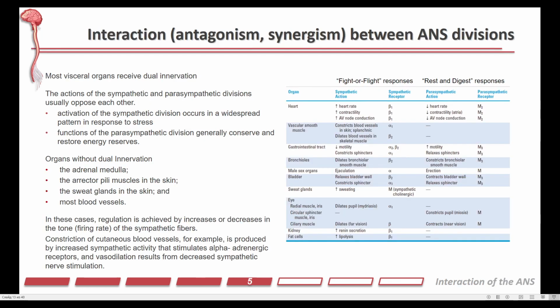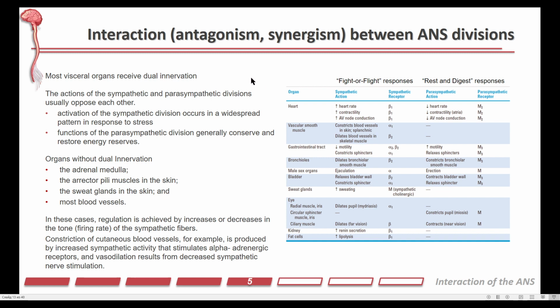Now, let's talk about antagonism and synergism, whether sympathetic and parasympathetic are totally opposing each other, or maybe there are some other options as well. So here you have a summary of the main effects of the sympathetic and parasympathetic nervous system on different organs. So this is what we have mentioned already.